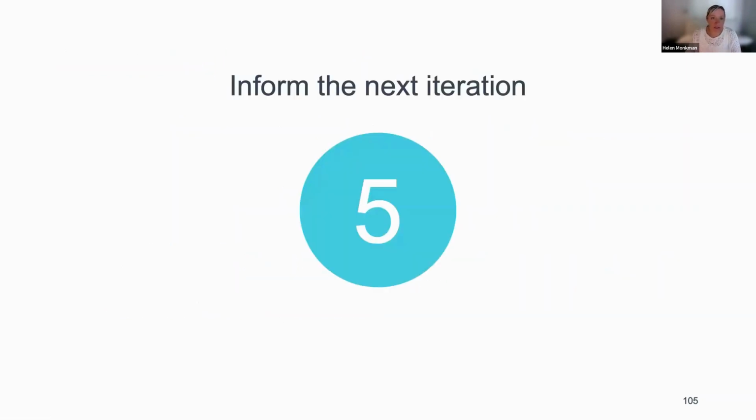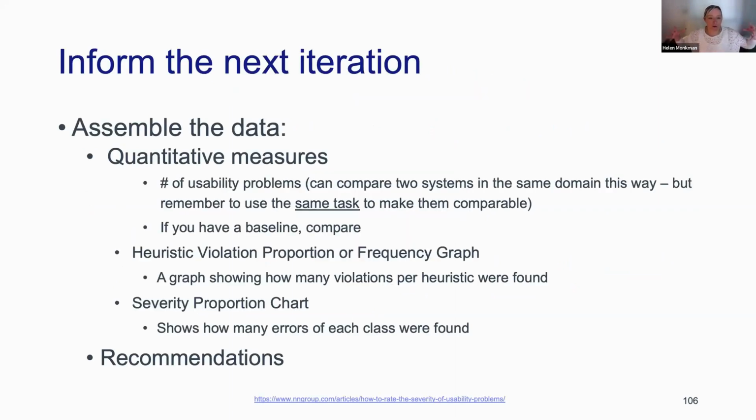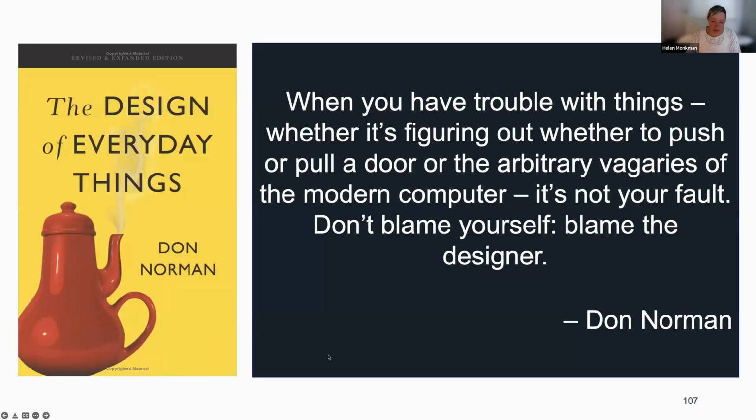And then what you want to do is use and collect all this data to inform the next iteration. So you want to assemble all of the data so you can count how many usability problems you saw. You can also look at their severity. And then you can include your recommendations. I'm just going to wrap this part of the talk.